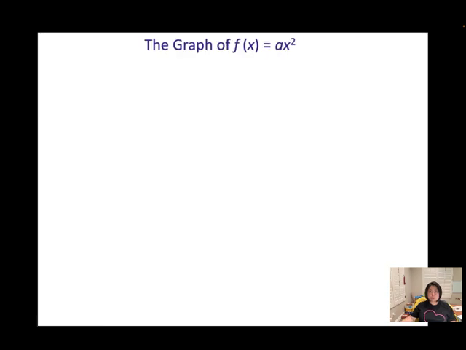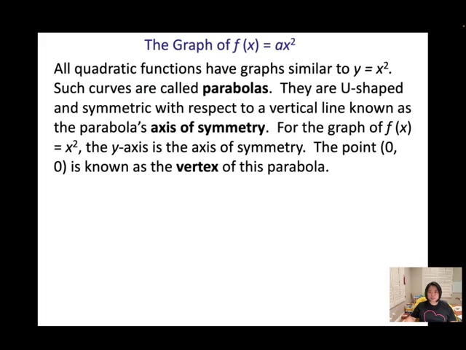We need to know how to graph f of x equal to ax squared. All quadratic functions have graphs similar to y equal to x squared. Keep in mind that this is called a parabola. Parabolas are U-shaped and symmetric with respect to a vertical line known as the axis of symmetry.